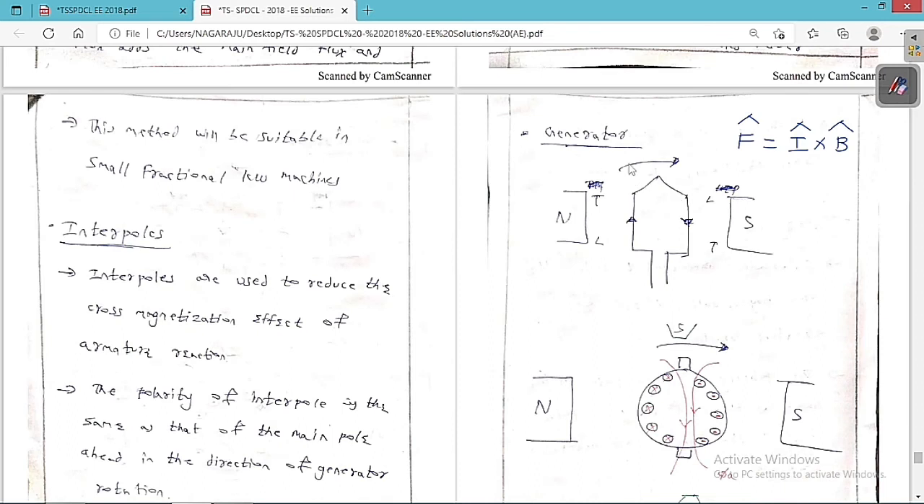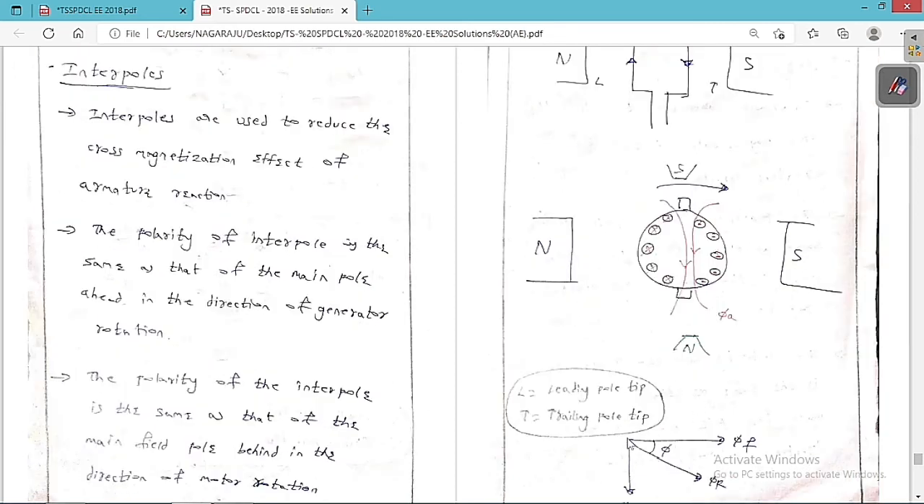You can see clearly I am rotating in this direction. So this will become leading pole tip, trailing pole tip, leading pole tip and trailing pole tip. Now you can see this is the main field flux and this is the armature flux. Then the vector sum of these two fluxes is called the resultant flux, which is called phi r. L is called a leading pole tip and T is called a trailing pole tip.